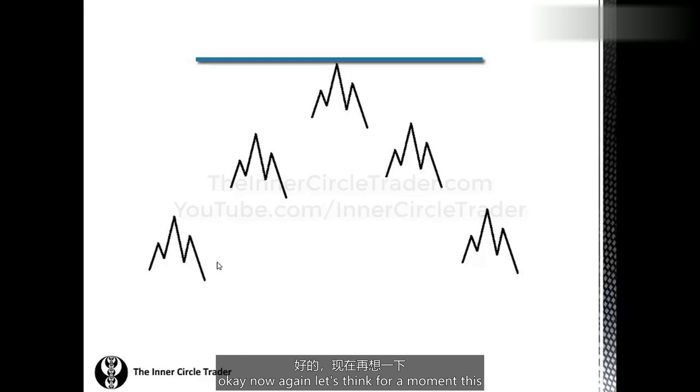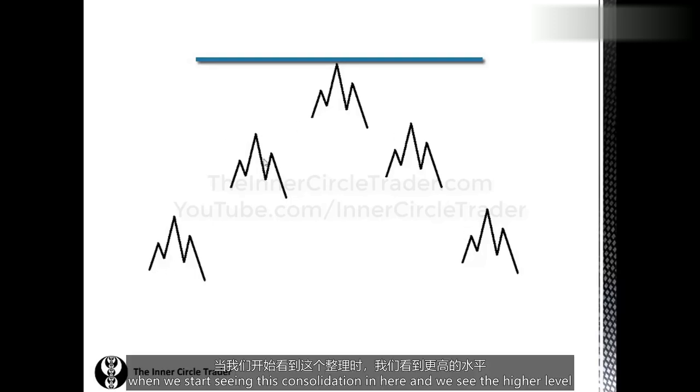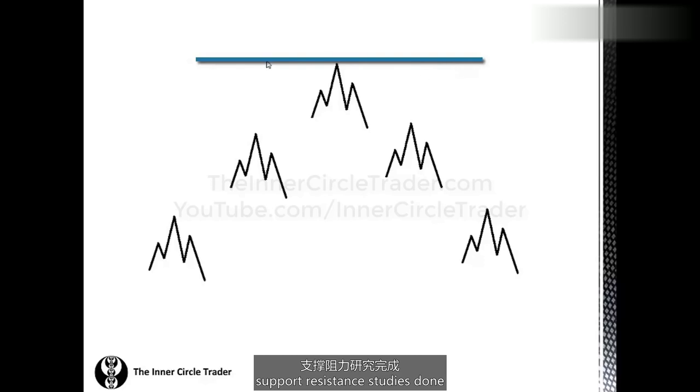Okay, now again, let's think for a moment. This is the higher time frame premise. This is the highest time frame chart. When we start seeing this consolidation in here and we see the higher level resistance level, because these are all known in advance, this is why we have support and resistance studies done. This is all part of our top-down analysis, seeing where price may be reaching for.